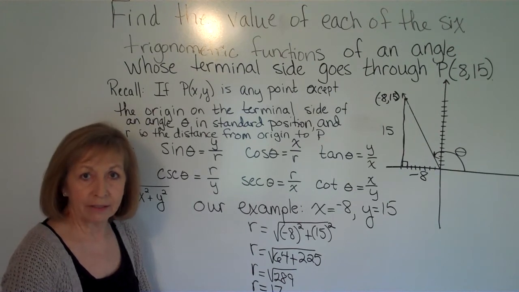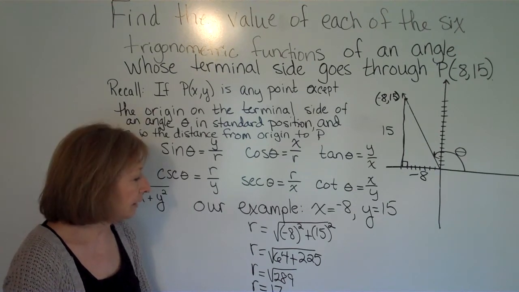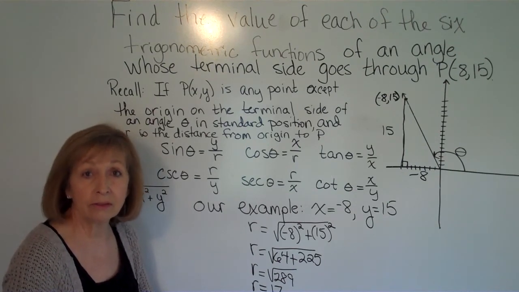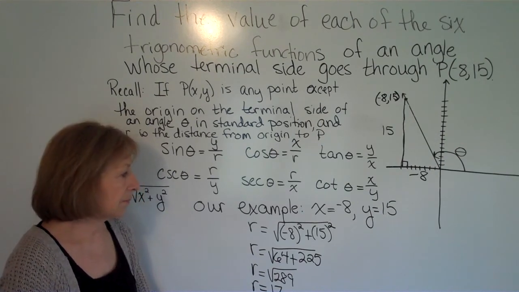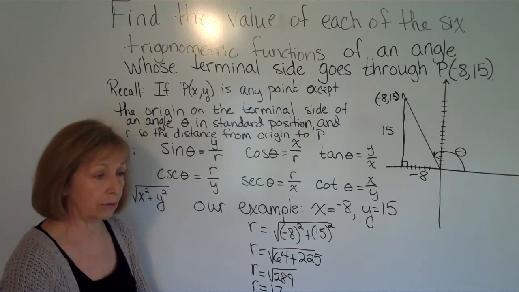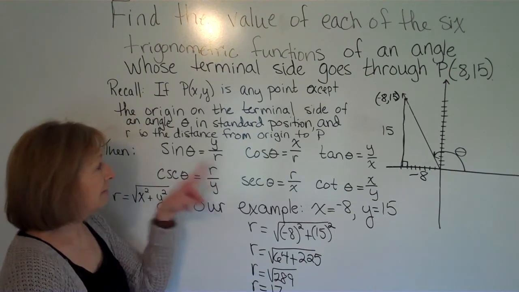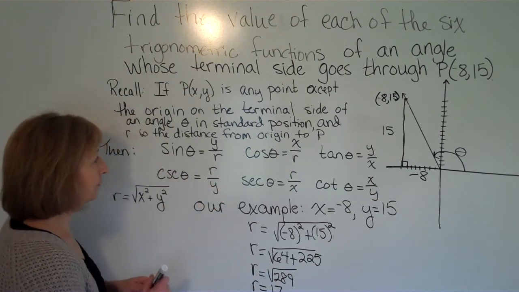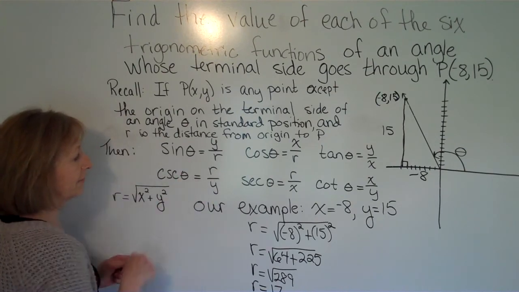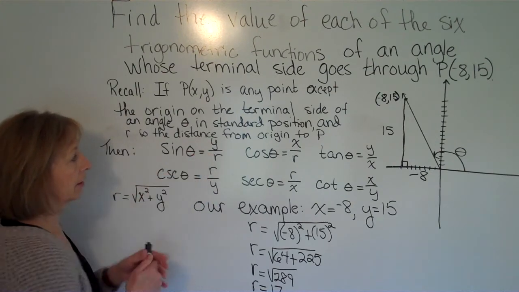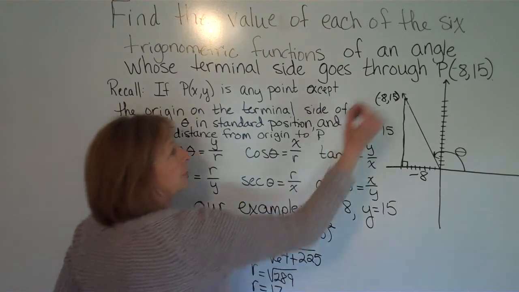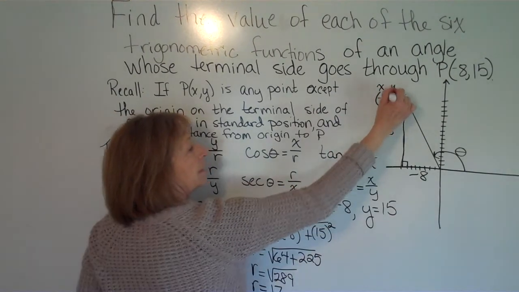Sometimes you're going to have an irrational number for r, and so you want to simplify your radical as much as you can. But it's possible that you might have a radical in your trig ratios of that angle. So just following these definitions, I would have the sine of theta is y over r. So remember, this is your x coordinate and your y coordinate.